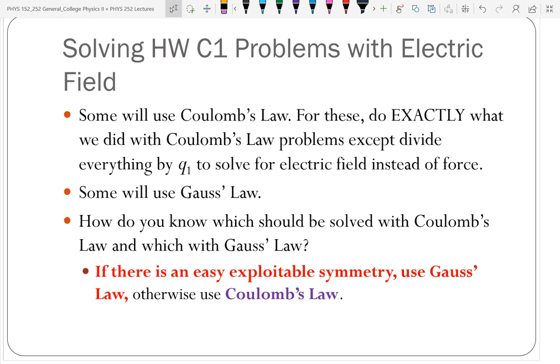So with the homework problems, some will use Coulomb's law, some will use Gauss's law, one will use the derivative form. How do you know which law you use? If there is an exploitable symmetry, then you use Gauss's law. And when it asks you about assumptions, your assumptions are going to be about that symmetry, how you're going to be able to use Gauss's law easily instead of it being difficult.